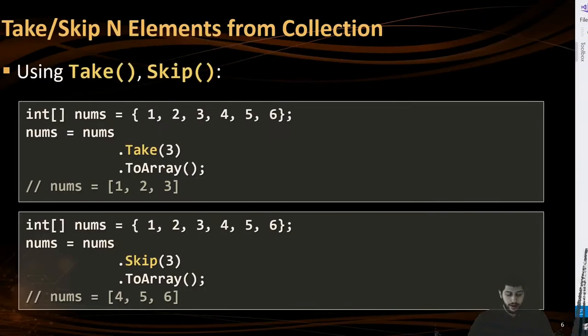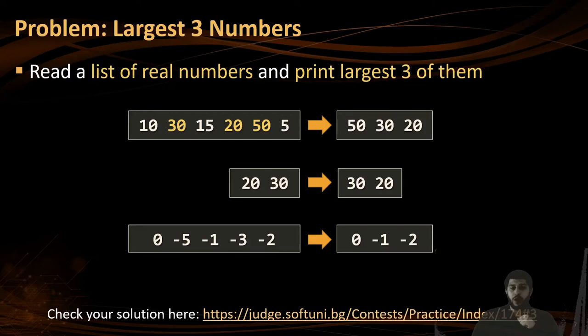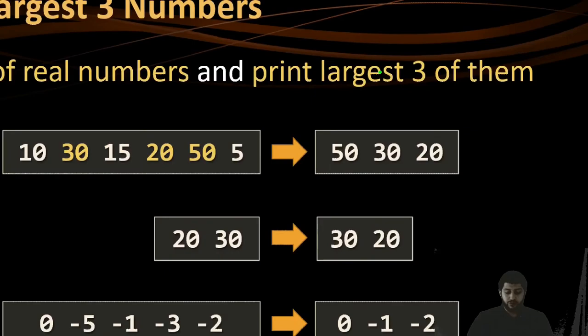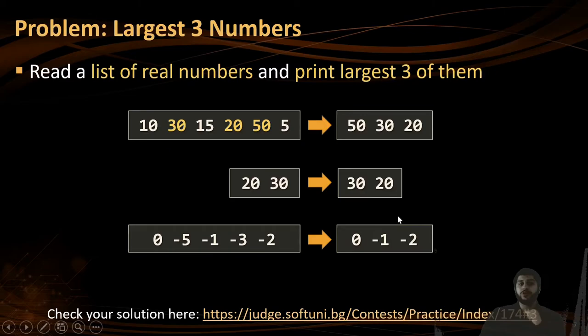Now, we have a simple problem. We have the problem called largest three numbers. What we need to do is we get a list of real numbers and we need to print the largest three of them. Okay, so how are we going to do that?